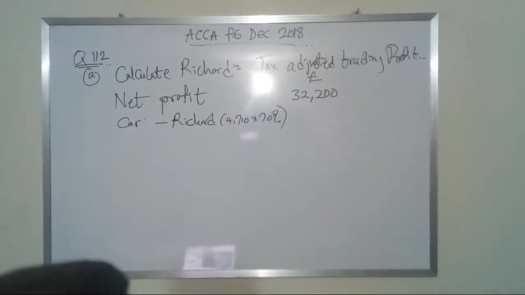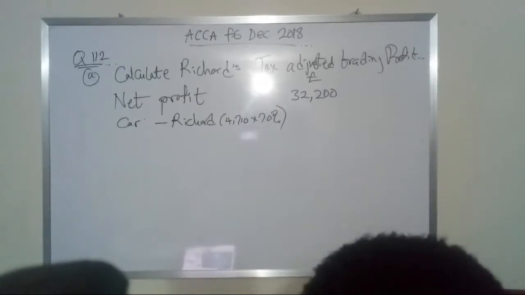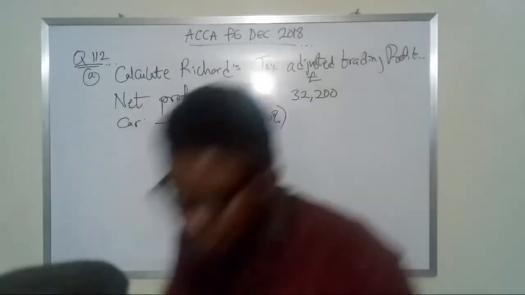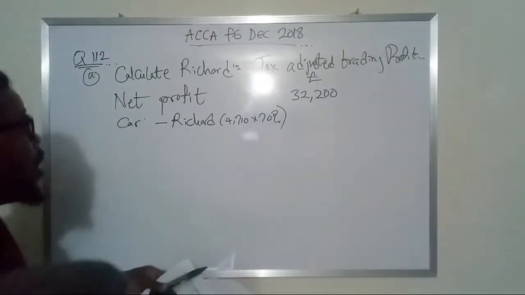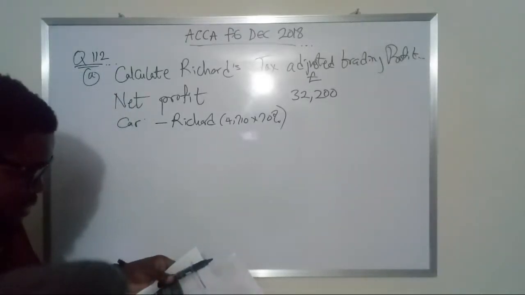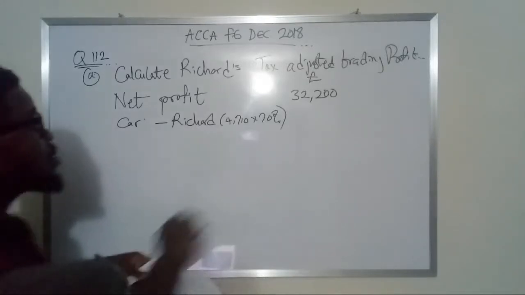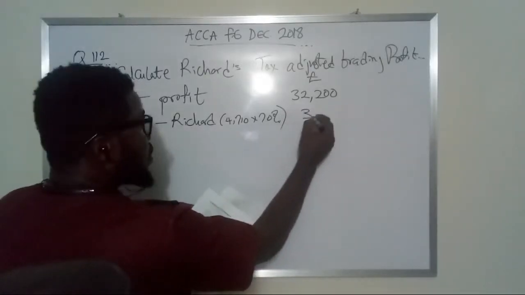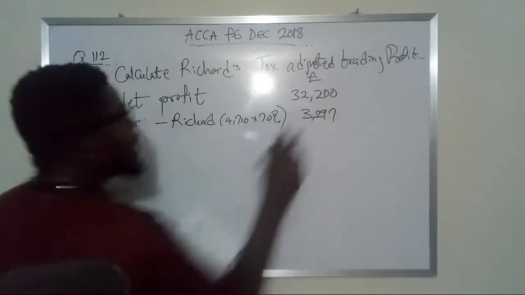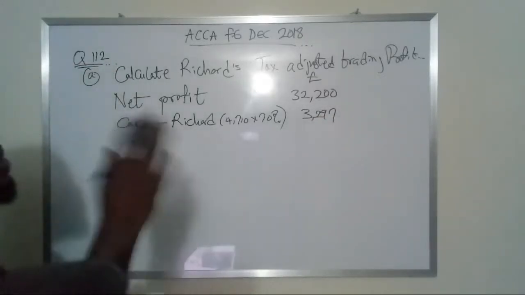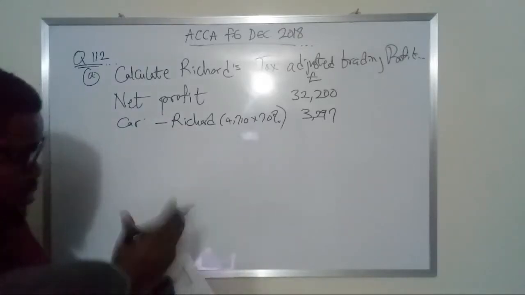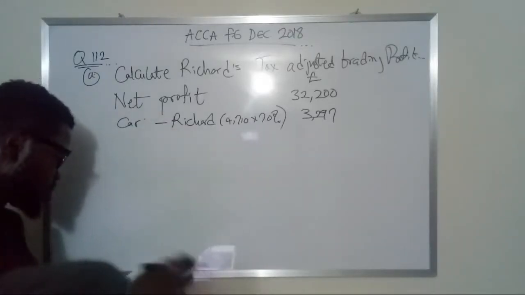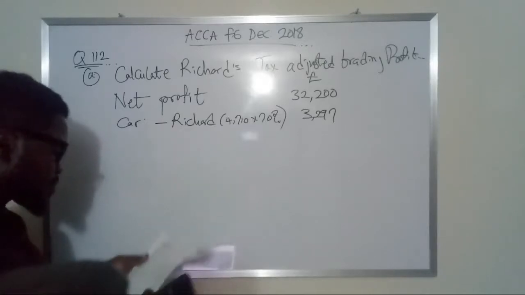I've messed up everything. My calculator. So 4,710 times 70 and plug here. Remember the aim of the question is to calculate Richard's tax adjusted trading profit. I just picked this up, I thought it was under IC. It's not. But we will still flow with it.